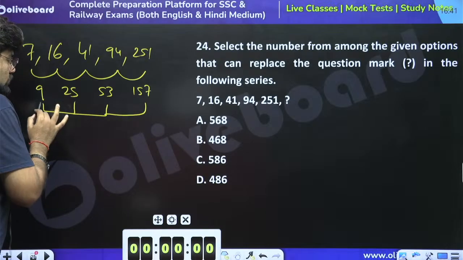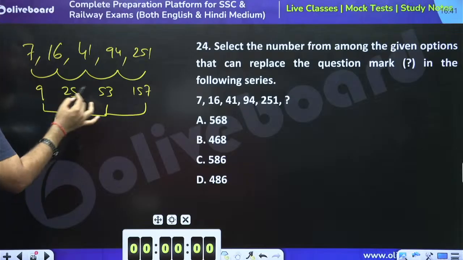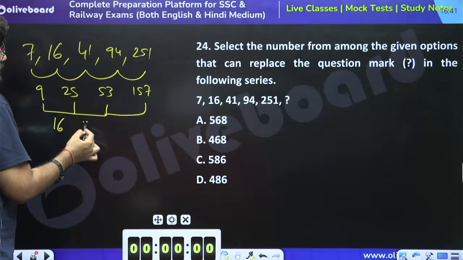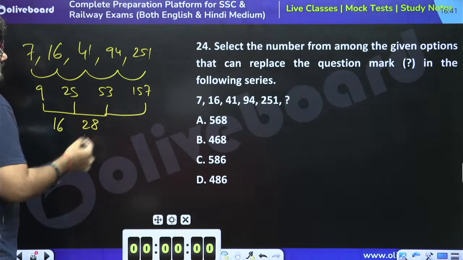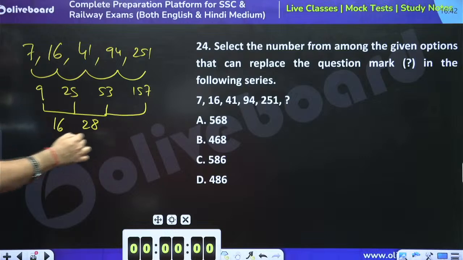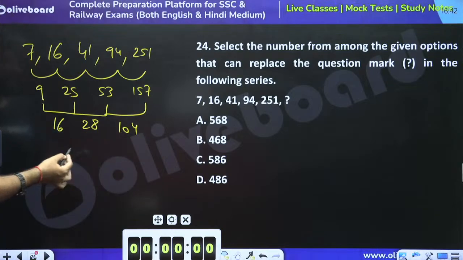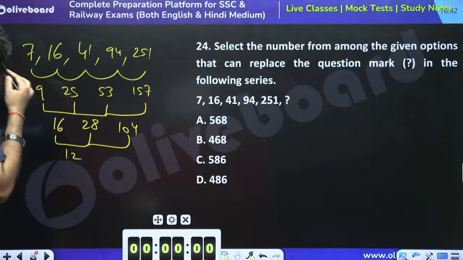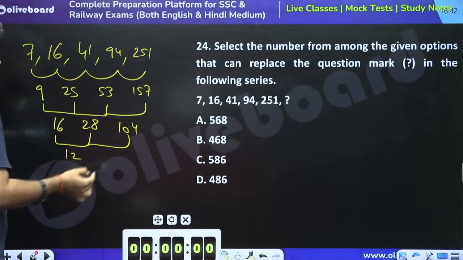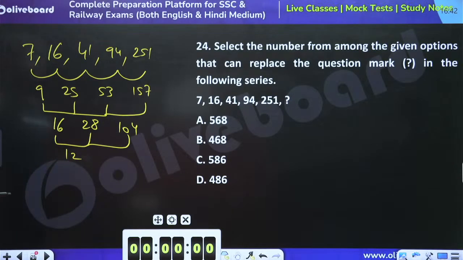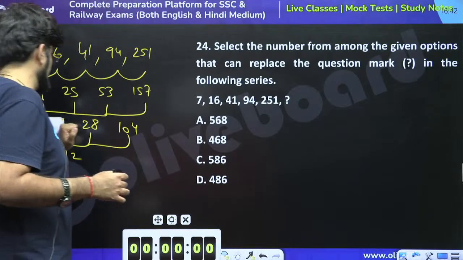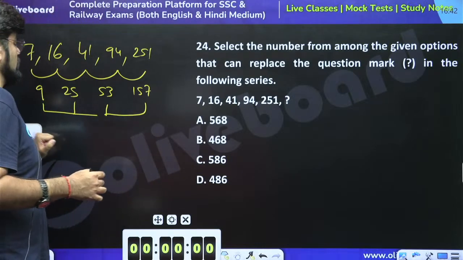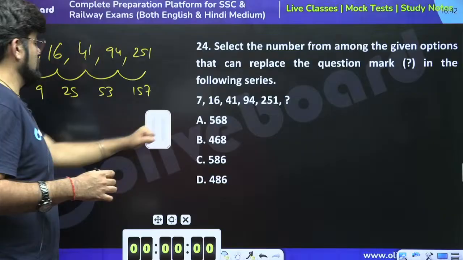Okay. So, this is 16, 25, 25 and 3, 28 and 53, 104. Is it making sense? No. Let's check it again. So 16 and 28 will be 12. Oh God, what am I doing? And again, it will not make any sense, right? So technically, this is not just simple addition which is going on here. There is something else which is going on here in the differences.